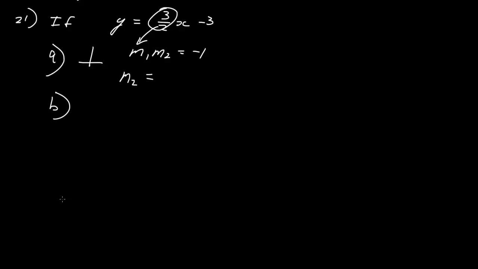And B says, what is the gradient of a line that is parallel to this line? Parallel lines, m1 equals m2. So we've got 3 over 2.